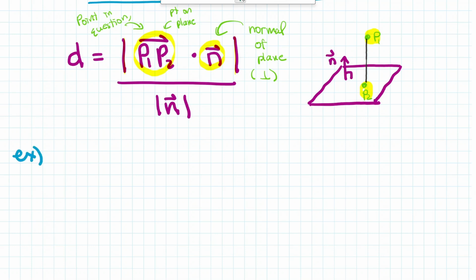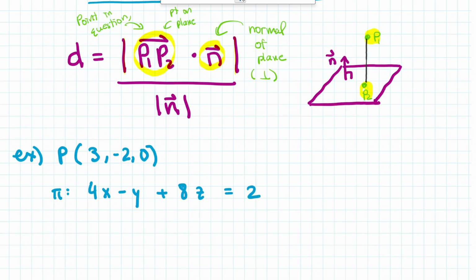For our example, we want to see what is the distance between the point (3, -2, 0) and our plane, which has the scalar equation 4x - y + 8z = 2. So the first thing we want to figure out is what else do we need before we can apply our equation? Well, in this case, we have our P1, but we don't have our vector P1P2. So how can we find this?